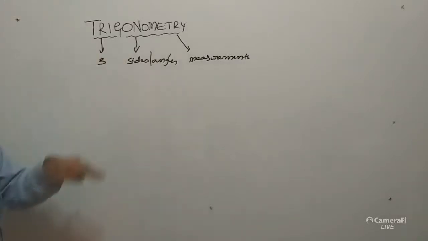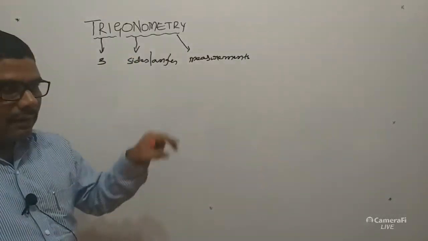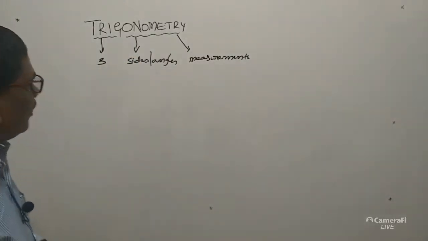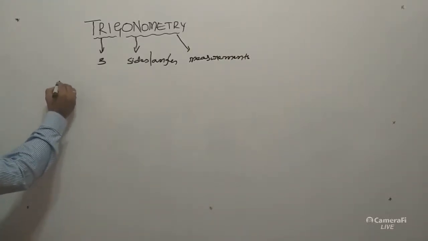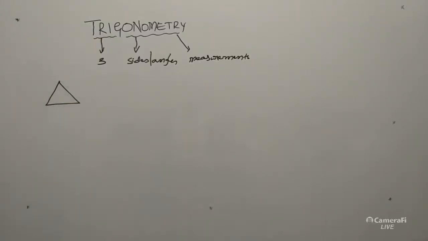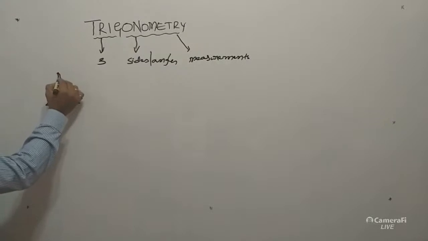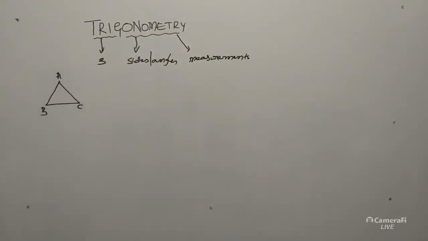The meaning, as we have stated earlier, is three sides or three angles. The geometrical figure with three sides and three angles is the triangle. This is a triangle ABC, and we have learnt different triangles based on their sides as well as their angles. Here it is triangle ABC.